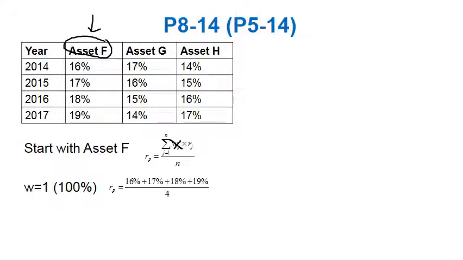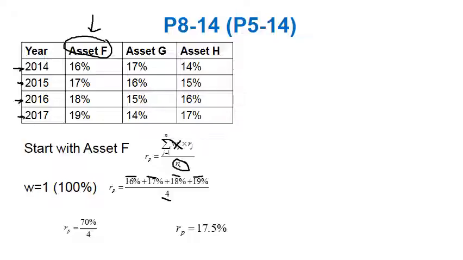So what we do is we sum up the returns over each year. As you can see, you have 16% here, which corresponds to 2014. You have 17%, which corresponds to 2015. Then you have 18%, which corresponds to 2016. And finally, 19%, which corresponds to 2017. And you divide that by the number of periods in our question, which is 4, and that is why the number 4 is reflected there. The sum of those is 70, and you divide that by 4, and you find that the return on asset F over this time happens to be 17.5% on average. That's our expected return. So that is so much for the first alternative.